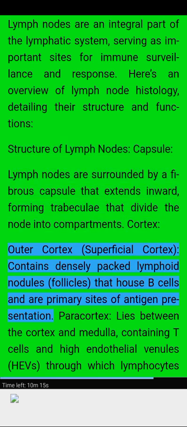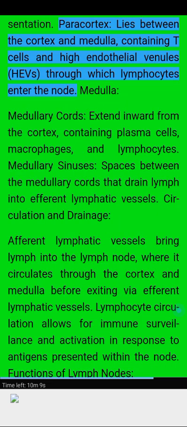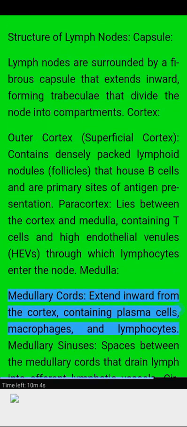Cortex. Outer cortex, superficial cortex contains densely packed lymphoid nodules, follicles that house B cells and are primary sites of antigen presentation. Paracortex lies between the cortex and medulla, containing T cells and high endothelial venules, HEVs, through which lymphocytes enter the node. Medulla. Medullary cords.